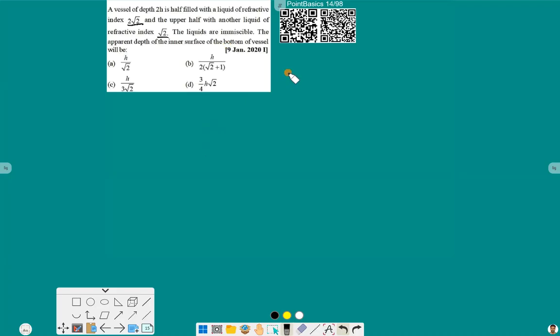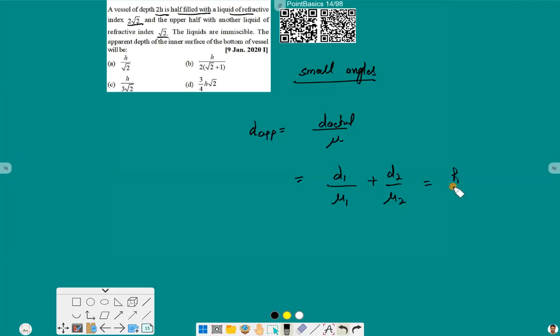We are going to take assumptions here that we are dealing with small angles, because only in case of small angles can we write that d apparent is equal to d actual by refractive index mu. As here we have two liquids, so it will be d1 by mu1 plus d2 by mu2. Now height of each liquid is h, because it is half filled with one liquid and half filled with another liquid. So it will be h by 2 root 2 plus h by root 2.